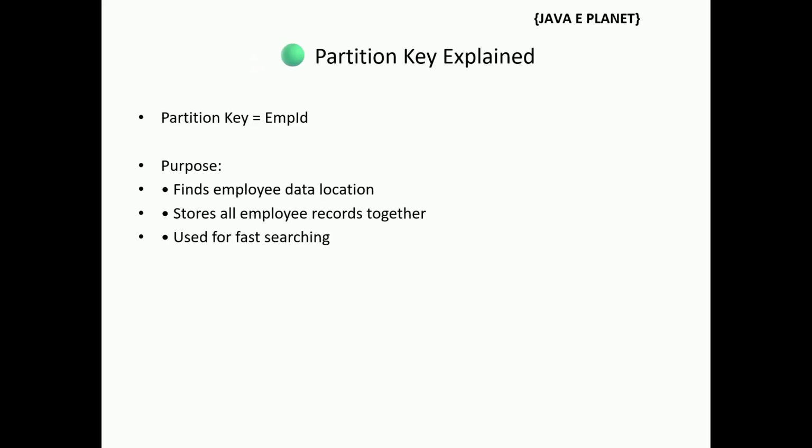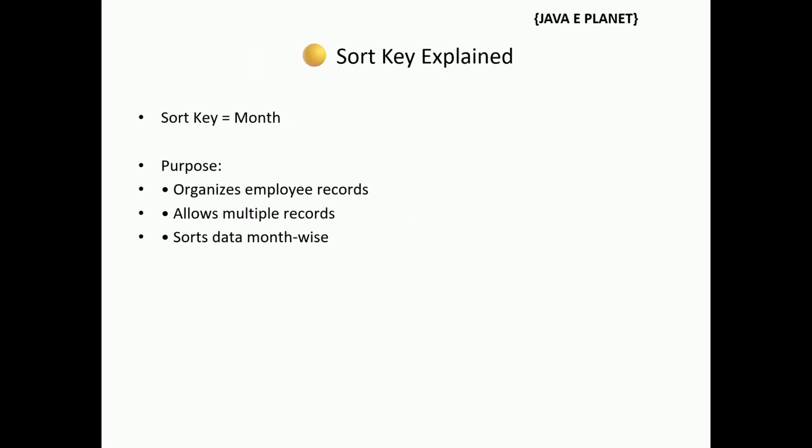So what is a partition key? Here in this case, the partition key is the employee ID. The purpose is that it finds the employee data location, it stores all employee records together, and it is used for fast searching. Whereas the sort key is the month here in this employee table, which we will discuss practically. The purpose of it is that it organizes the employee records, allows multiple records, and sorts the data month-wise.